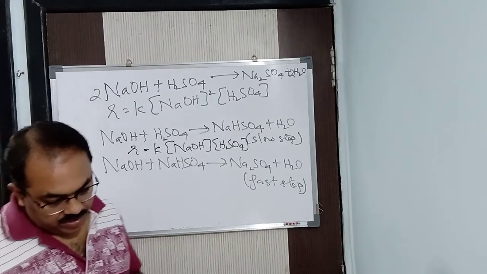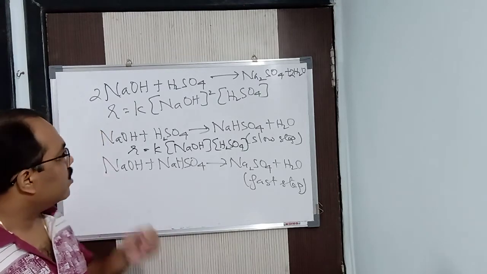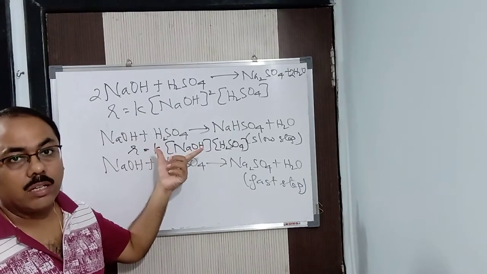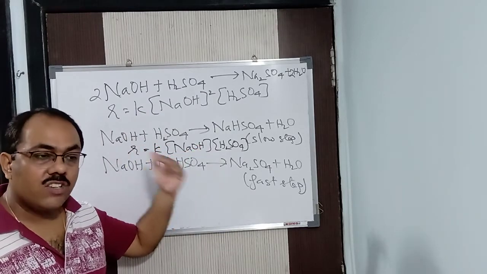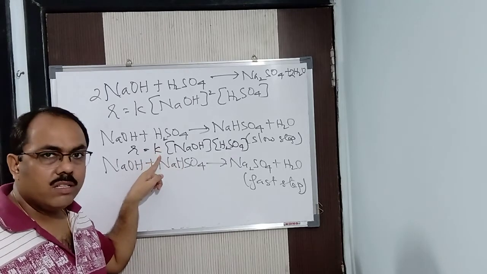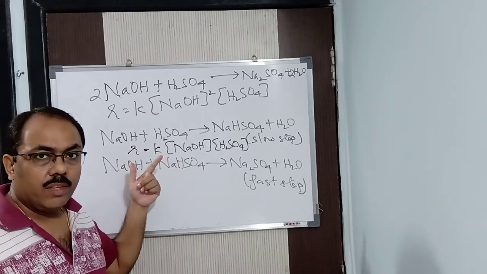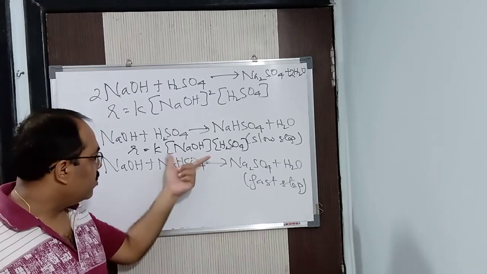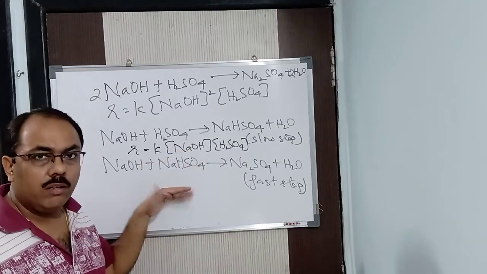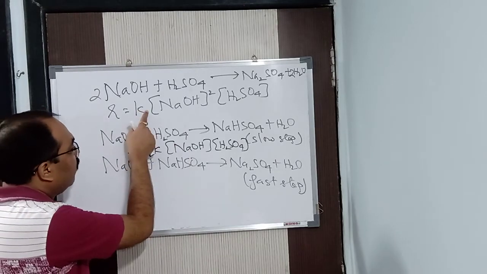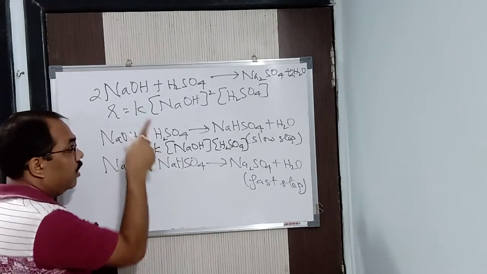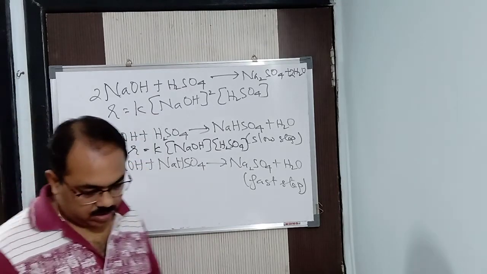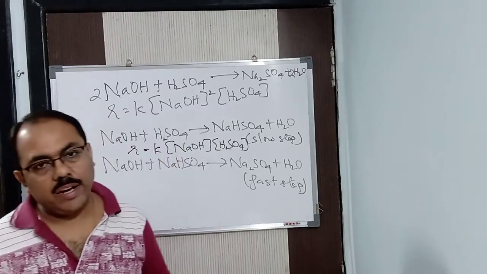First of all, its value is different for different reactions. For this reaction and for this reaction, the value is not the same, it is different. Mind it, it's not the same. The rate constant depends upon the reaction. If I take another reaction, it will take a different value. So here I will write K1 and here K2, because both are not the same. Understood?